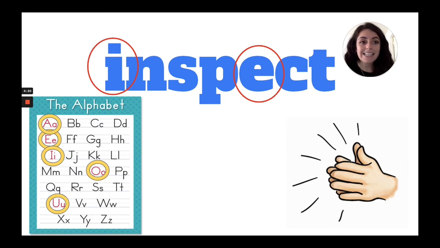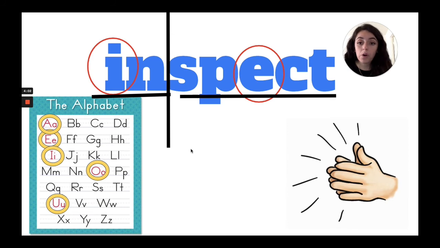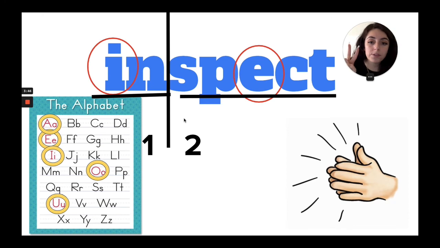So the word is inspect. So let's sound it out. Ready? Inspect. How many times did you clap? 2 times. So I'm going to break it apart right here. I heard in, and then I heard spect. Inspect. So we know that we're going to have 2 syllables because this first I has a short I sound, in, and then the E has the short E sound, spect. So the 2 vowel sounds make it have 2 syllables.